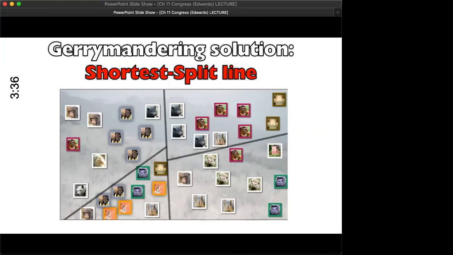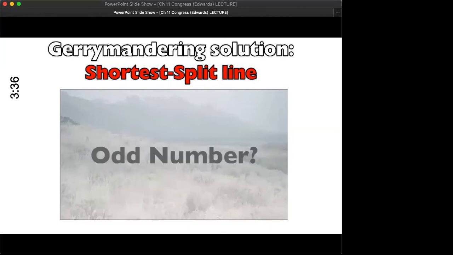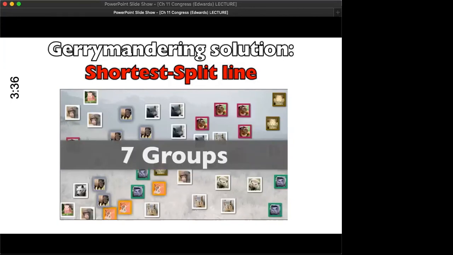And ultimately we want 8 voting ranges here, so we divide them one more time. And you end up with 8 equally sized ranges, each with 5 votes. And that's the basics of the shortest split line method. Just always use the shortest line you can to divide the 2 groups. But the question that naturally comes up is, what if you have an odd number of districts? If you want to divide them into 7 groups instead of into 8 groups.